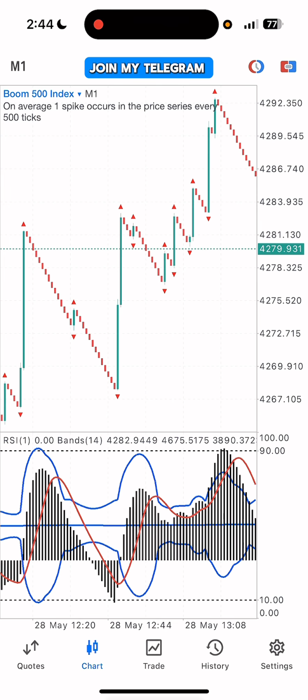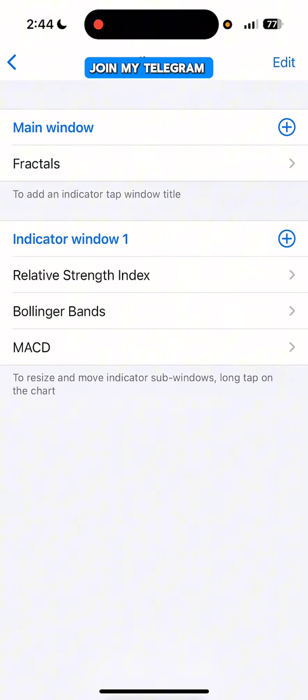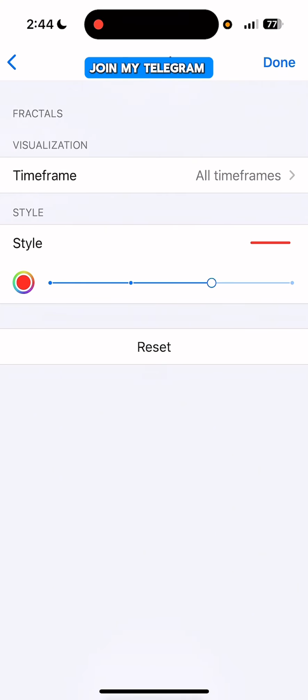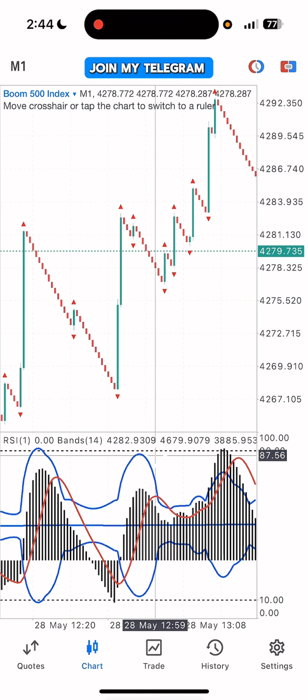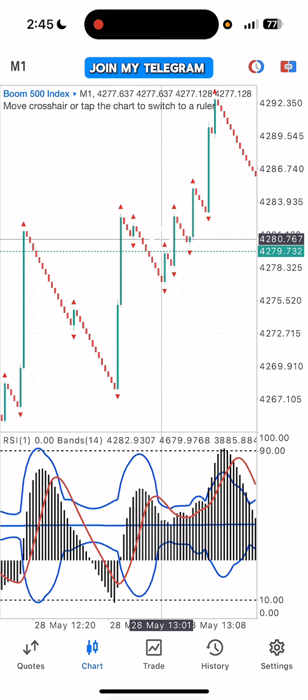So first and foremost, you can see that we are currently using about 4 indicators on the chart right now, and if we go over to the indicator section, you can see that I have the fractals, the relative strength index, Bollinger Bands, and the MACD. So first, let's go with the fractals. On the fractals, the style is 3 pixel with color red. Then you click on done. It should be on the main chart right here, as you can see.